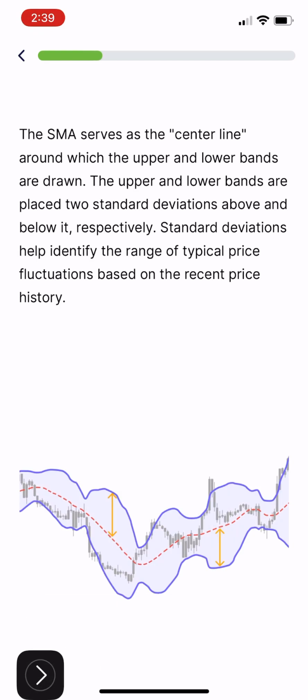The SMA serves as the center line around which the upper and lower bands are drawn. The upper and lower bands are placed 2 standard deviations above and below it, respectively. Standard deviations help identify the range of typical price fluctuations based on the recent price history.